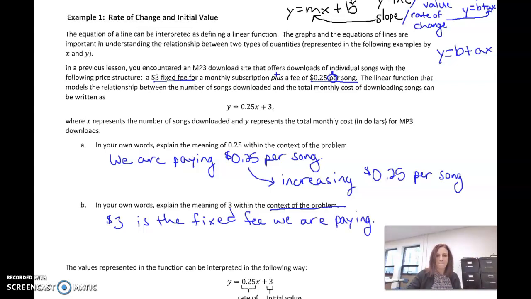Okay? Even for 0 songs. So it doesn't matter if you don't download anything, you're still going to pay that $3. You're paying a $3 fixed fee for a monthly subscription. You're getting $3 no matter what, and then you're paying 25 cents on top of it, okay?